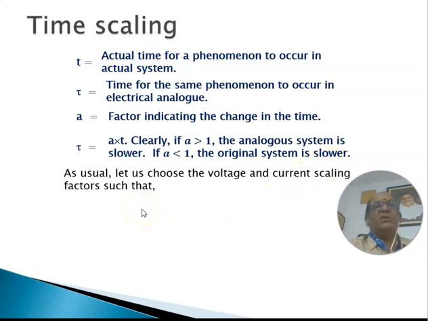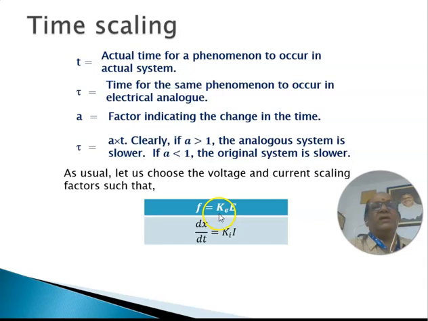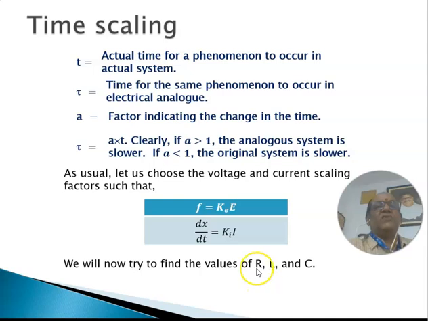As usual, we need to choose voltage and current scaling factors such that F is equal to Ke into E, velocity is equal to Ki into I, to find the values of the resistor, inductor and capacitor that give us a voltage scale factor of Ke, a current scale factor of Ki, and a time scaling to change the speed of response of the mechanical system and electrical system. We'll try to find these values.